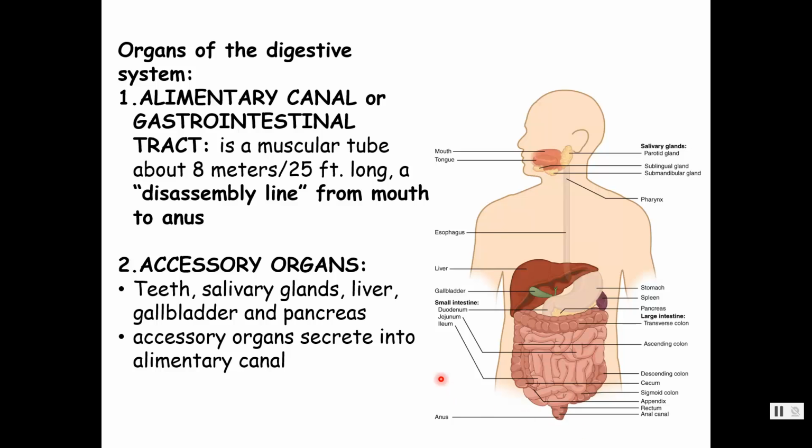There are some accessory organs that are going to help in this digestion. So teeth, salivary glands, liver, gallbladder, and pancreas. And the liver, the gallbladder, and the pancreas, they're going to be secreting things into that food tube to aid digestion.